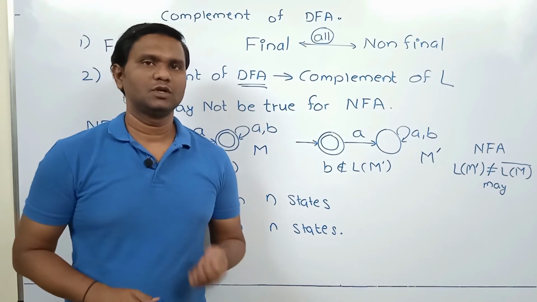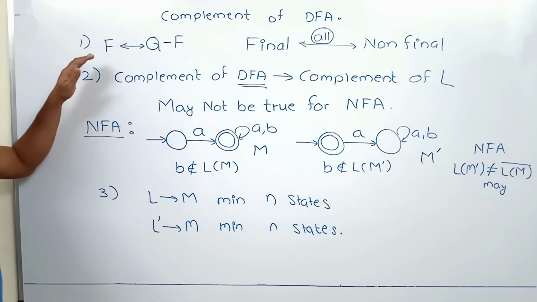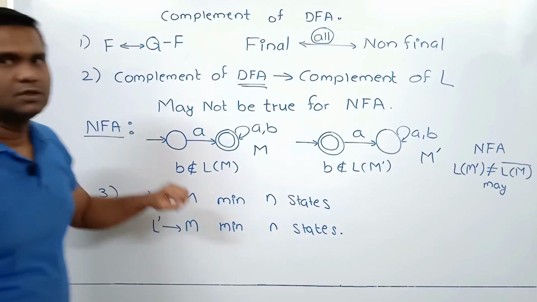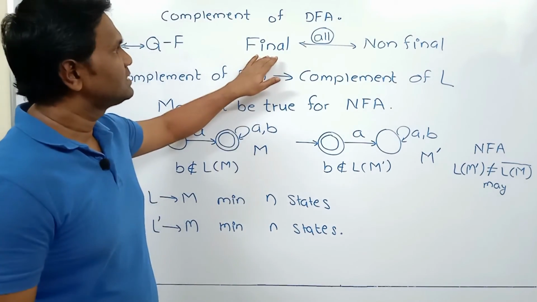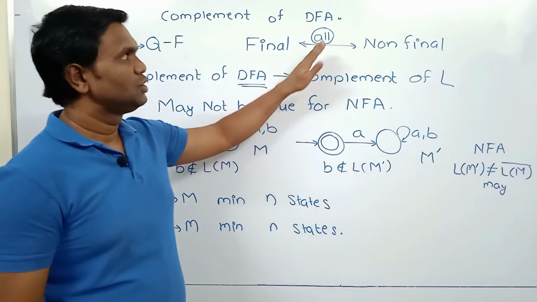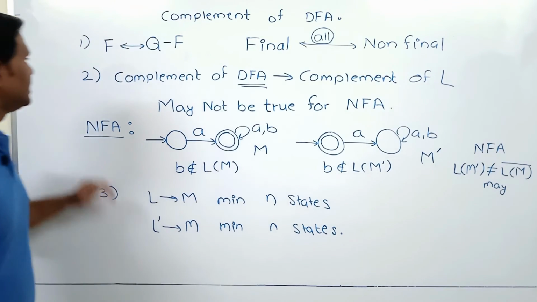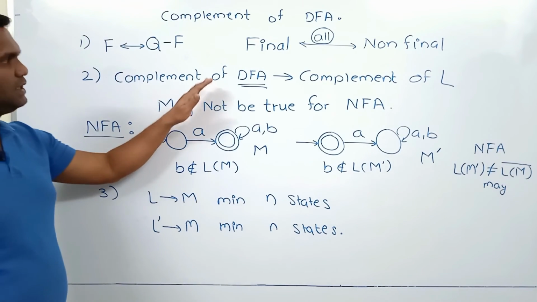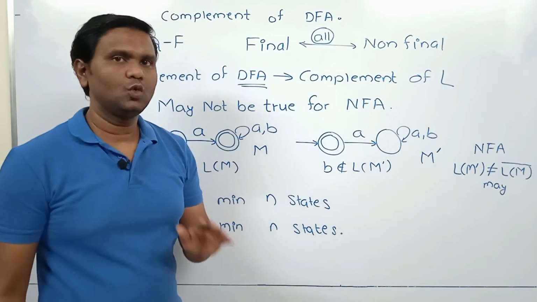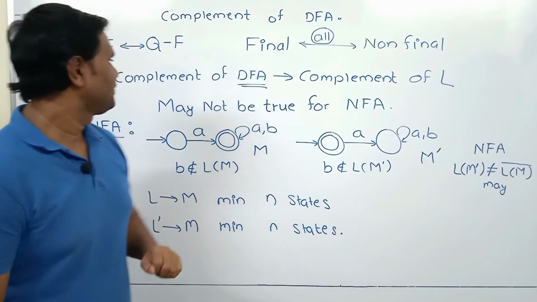Now finally some important points related to the complement of the DFA. First thing, when we consider the complement of the DFA, we change F to Q minus F. So you have to change all final states to non-final states and all non-final states to final states. You cannot skip any state while making the changes. Second thing is, the complement of the DFA recognizes the complement of the language. This is true only for DFA. This may or may not be true for NFAs.